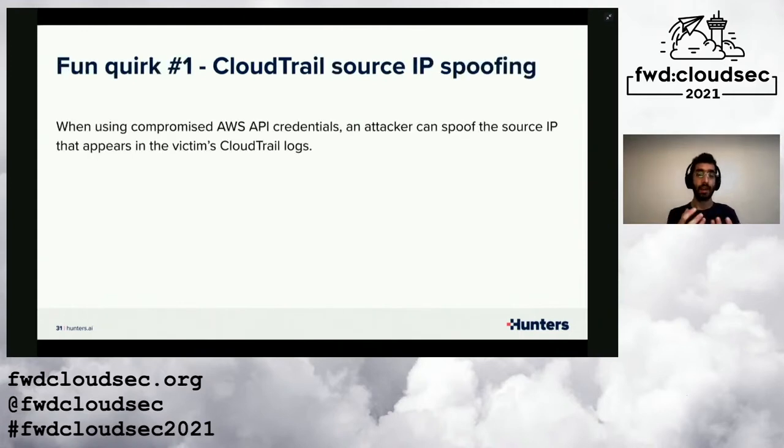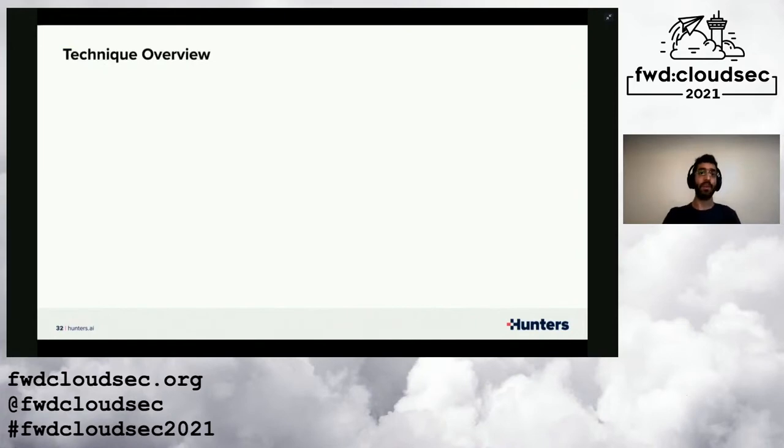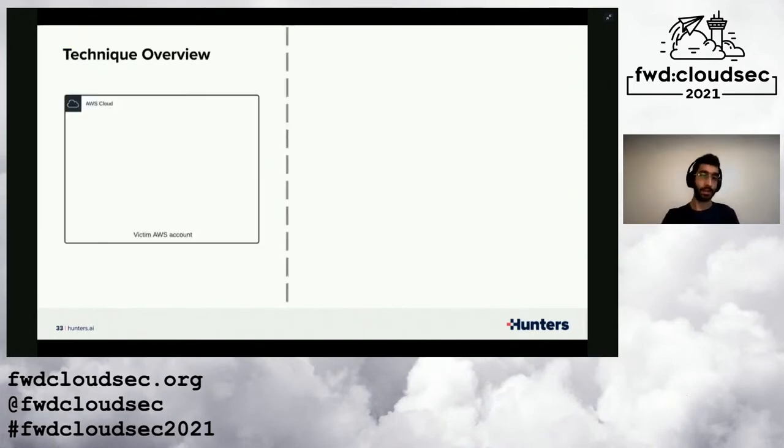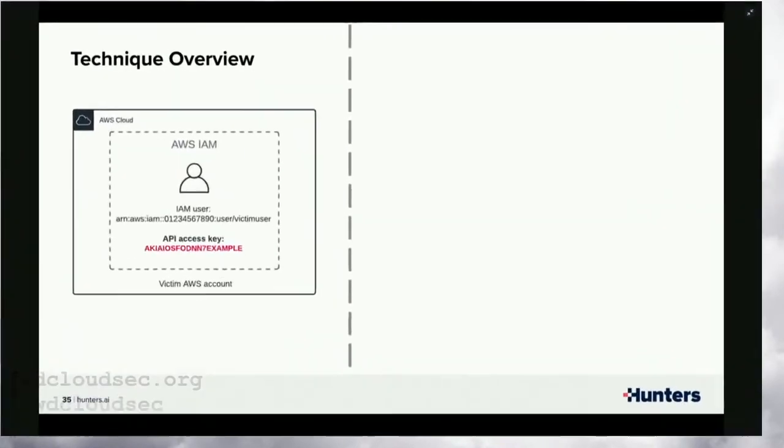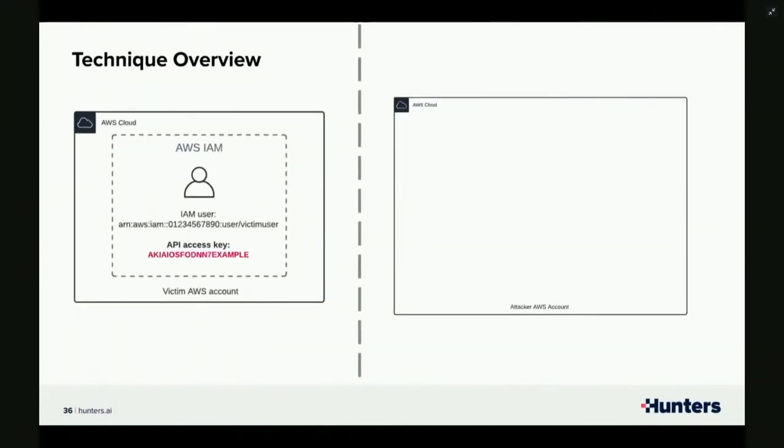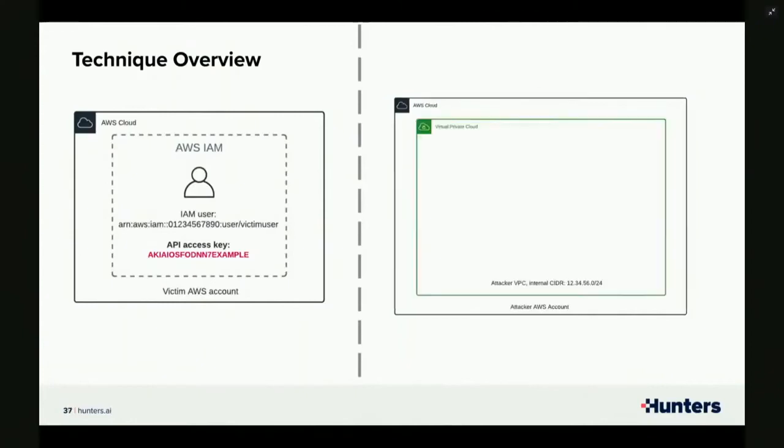The basic way to explain it is that when an attacker is using compromised credentials belonging to a victim, he can spoof the source IP address that appears in the victim's CloudTrail logs for the actions he does. Let's take a look at how that would happen. Let's say a victim has an AWS account, and in that account he has a user, and that user has credentials. The attacker can also create his own account. All that is required is a credit card.